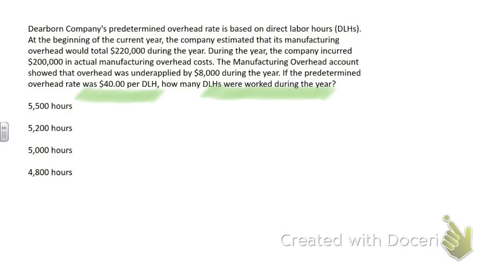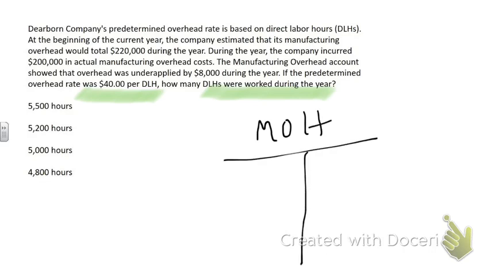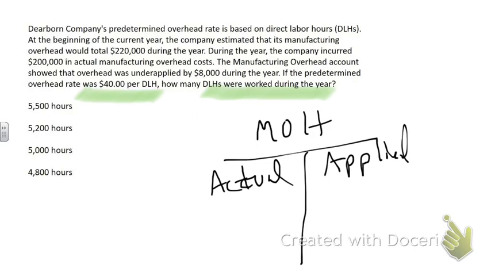So what we're trying to do is find out how many hours they worked. The easiest way that I can think of doing this is if I take a look at my manufacturing overhead account. I'm going to set it up as a T account. I put the actual amount over here. Put the applied amount over here. Okay. Now, the actual, they told me during the year the company incurred $200,000 in actual manufacturing costs. So I know that that is $200,000.